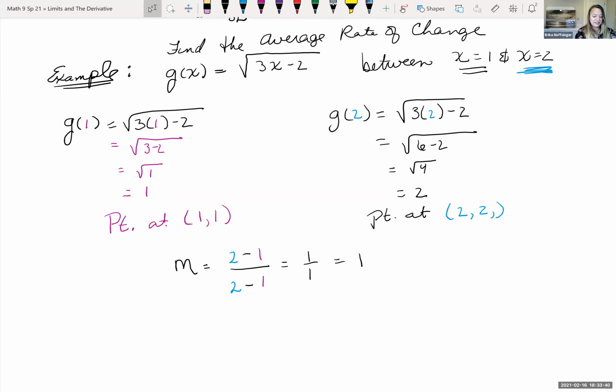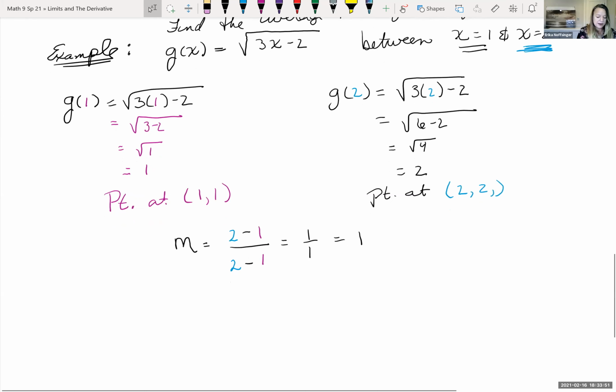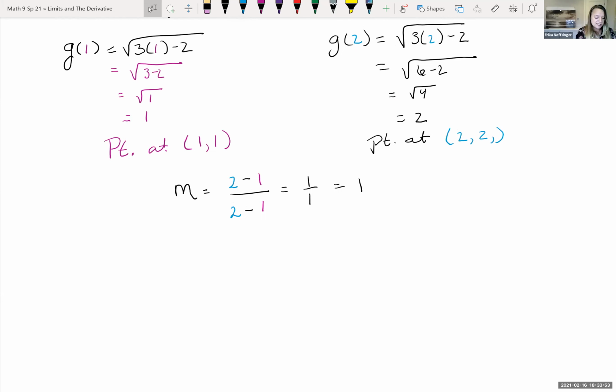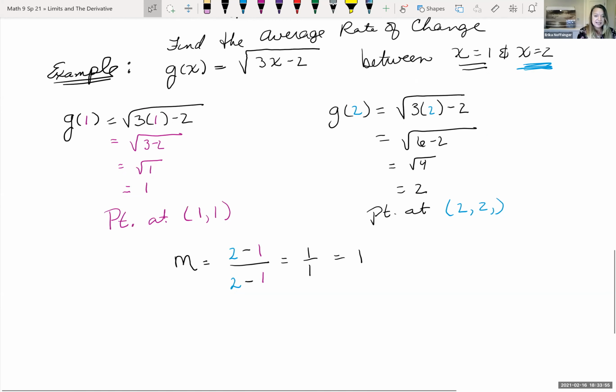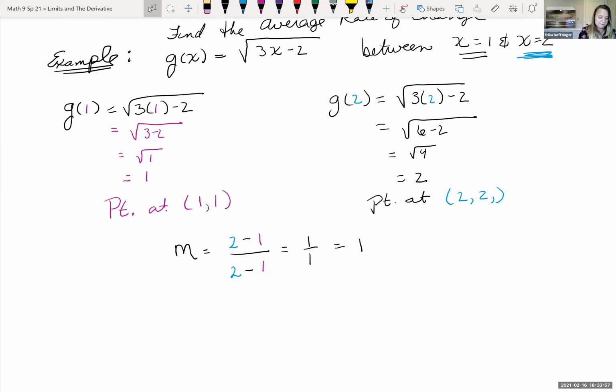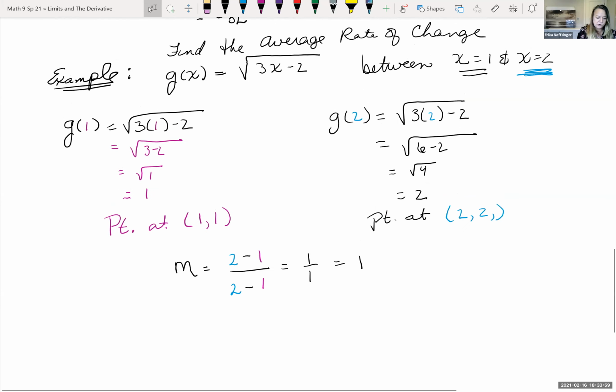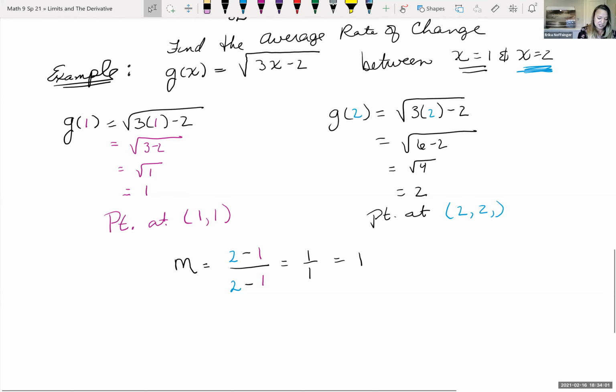So we've been looking at the average rate of change. That's just giving us the slope between 2 points. So that's giving us an average of what's happening with that function between those 2 points. But maybe we want to know what that rate of change is exactly at some value on our function. And that brings us to what the instantaneous rate of change is.